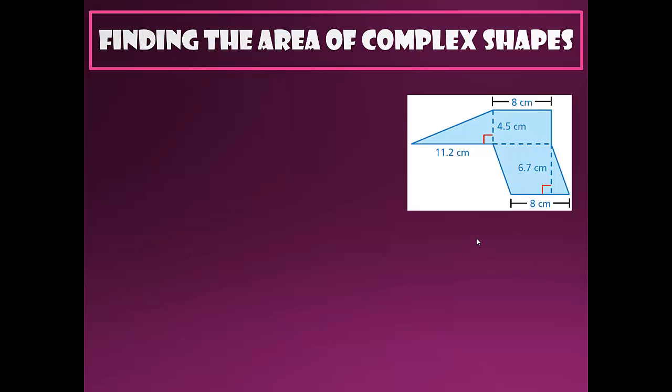Now for our second shape, we're also going to break this down into smaller shapes. So you can see we have a triangle, we have a rectangle, and we have a parallelogram. So first we'll look at the triangle. Our formula is area equals 1/2 base times height. So for our triangle, we have 11 2/10 is our base, and our height is 4 5/10.